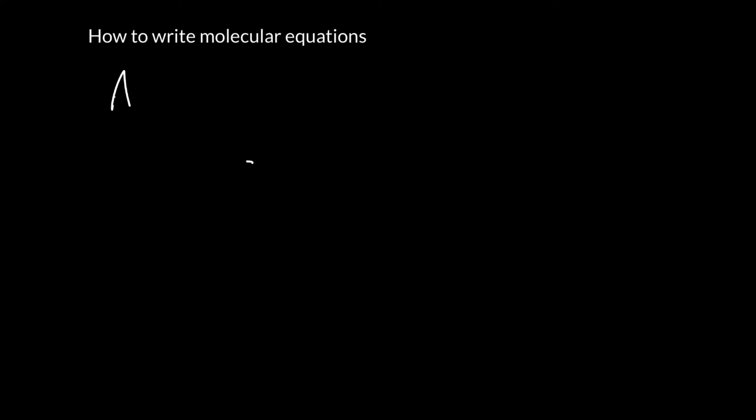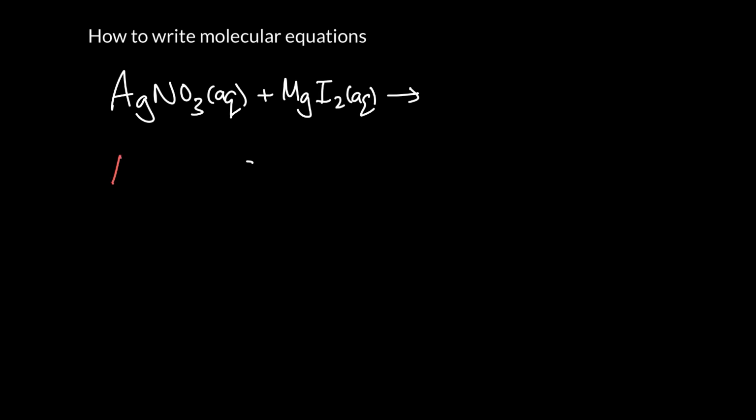So for instance, let's react silver nitrate, which is soluble in water, with something like magnesium iodide, which is also soluble in water. And what we have to do is learn how to predict what the right-hand side will be. In this approach, we're going to do what's called the double replacement reaction method. Essentially, we're going to swap partners.